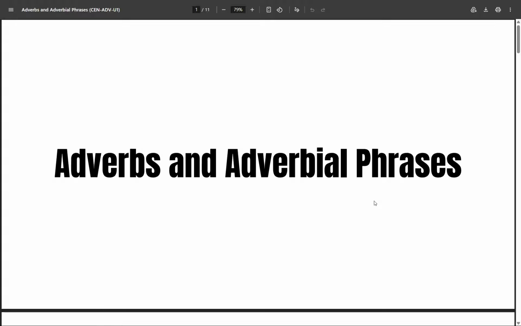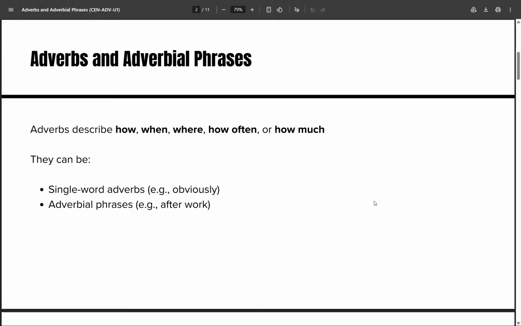This is a grammar that is covered in the Empower series book, Empower C1, in unit number 1 of that book, okay? So without further ado, let's talk about it. So what is an adverb? An adverb, everyone, is a word that describes how, when, where, how often, or how much in English, right? And they can be single word adverbs, like obviously, or they can be adverbial phrases as well, like after work. Okay?